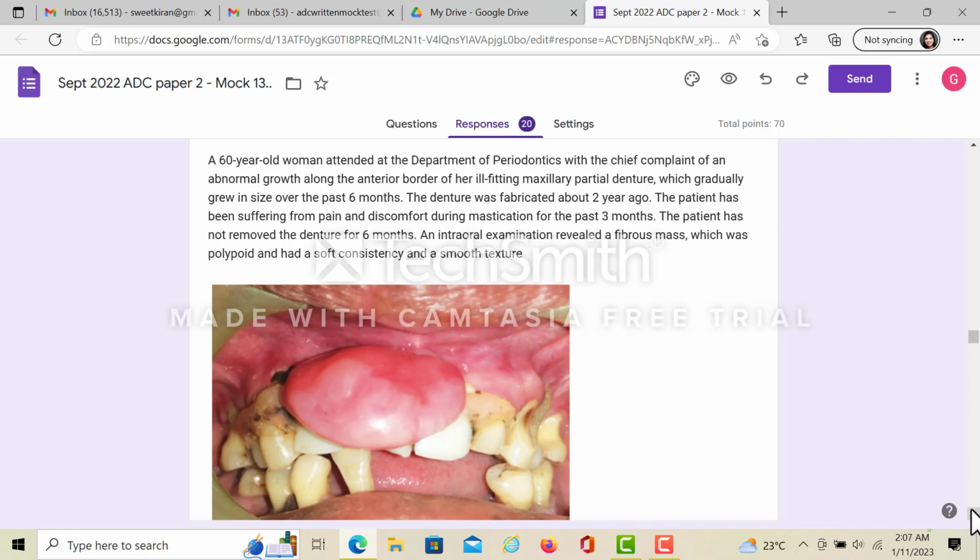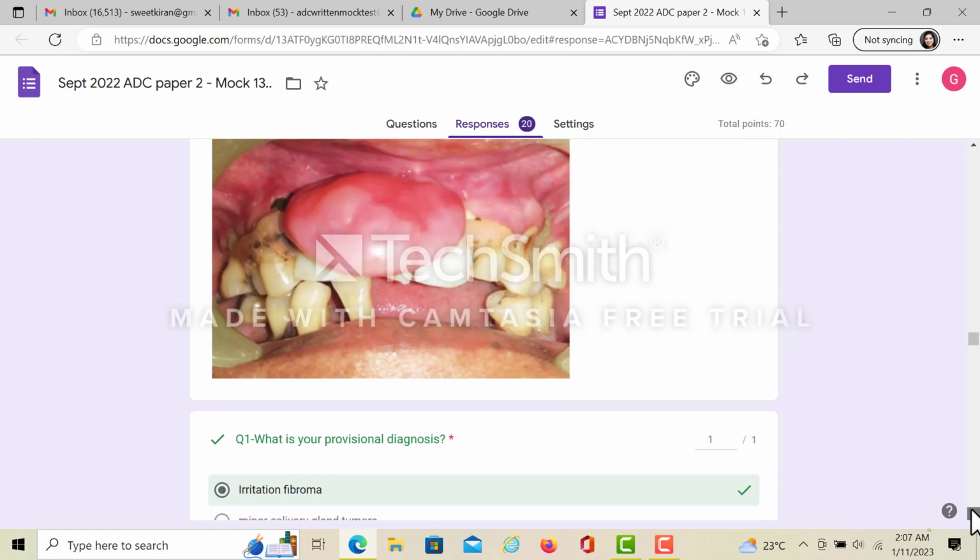The patient has not removed the denture for 6 months. Ouch. Painful and yuck. So much oral debris, that means hygiene is horrible. An intraoral examination revealed a fibrous mass which was polypoid, like multiple polyps joined together, with a soft consistency and a smooth texture. What is your provisional diagnosis?